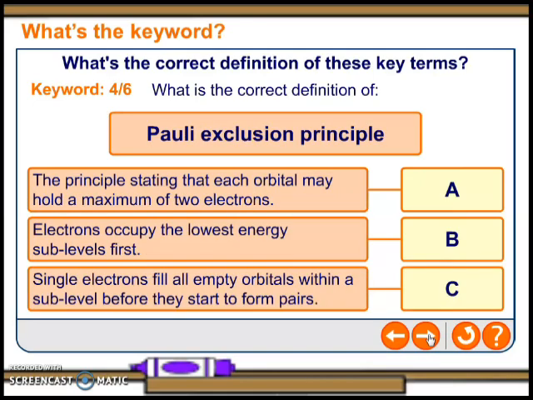Next, number 4. What is the correct definition of Pauli exclusion principle? A. The principle stating that each orbital may hold a maximum of 2 electrons. B. Electrons occupy the lowest energy sublevel first. Or C. Single electrons fill all empty orbitals within a sublevel before they start to form pairs. The correct answer is letter A.